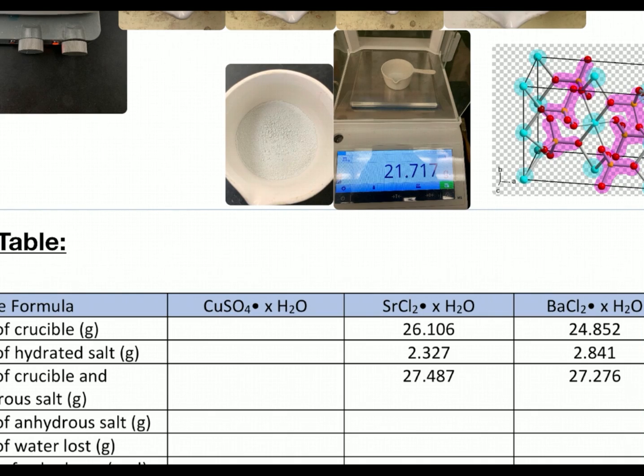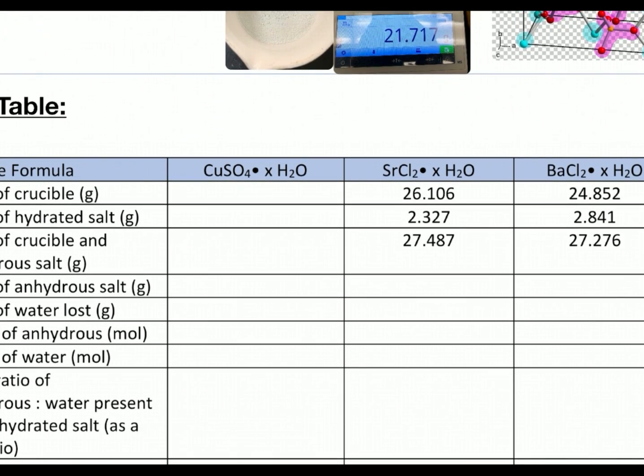So now let's start using those numbers to actually do the math. This is the data table you're going to use. If you'll notice, I've given you the data for 2 more salts, but I'm going to walk you through these calculations so that you'll know exactly how to do them. I'm going to walk you through with the copper sulfate example, and then you will do the strontium chloride and barium chloride examples.